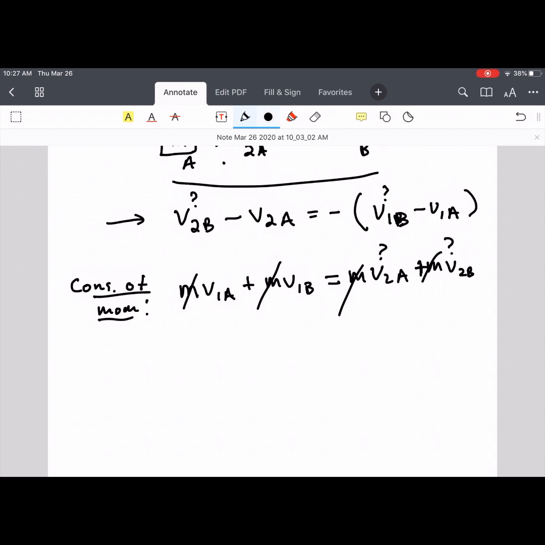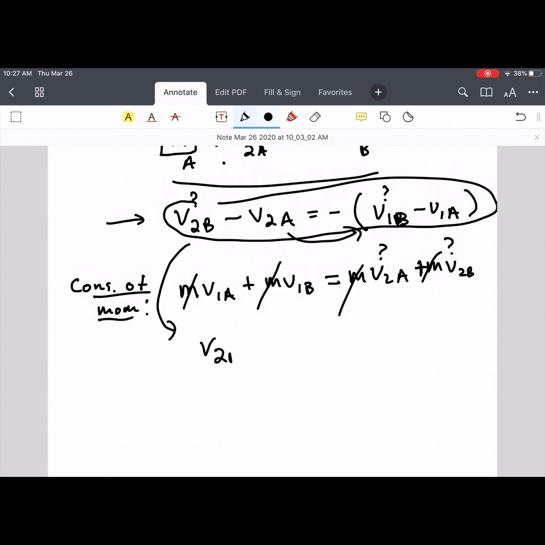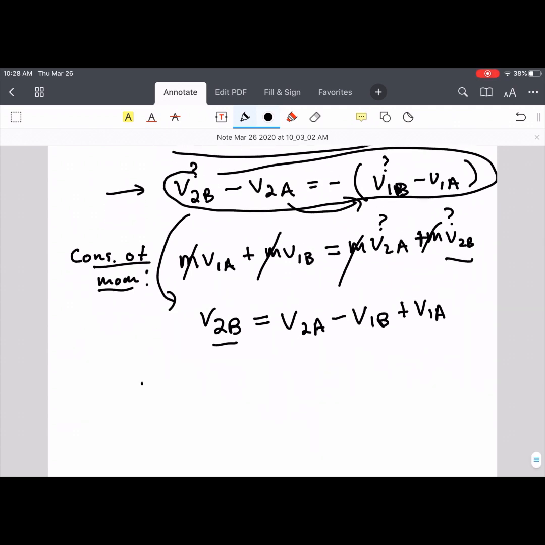We'll solve the first equation for, let's say, v2b. So if I want to solve the first equation for v2b, I'm just going to bring v2a over to the other side of the equation. And what I get out is v2b is equal to v2a minus v1b plus v1a. I can plug this into my conservation of momentum. So my conservation of momentum is v1a plus v1b, that's the left-hand side, is equal to v2a plus v2b, which we now know is v2a plus v2a minus v1b plus v1a.